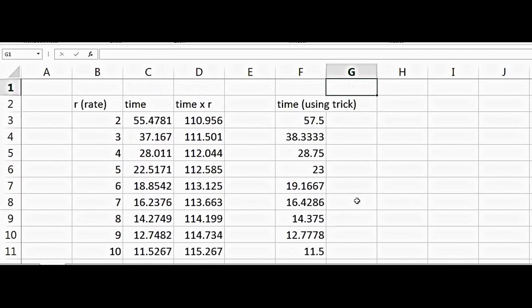If you compare, for example, for 6 years it says 18.85 years, but our trick says 19.16 years. So it is a good approximation. This is very close, it's 11.52 and this is 11.5. If you use this trick, we don't get the exact number, but we get an approximation for the time it should take, and that could be very handy when you are thinking about different investments, and you want to get a quick sense, or quick numbers in your mind.